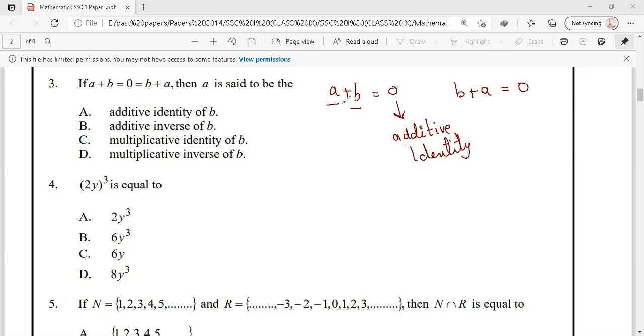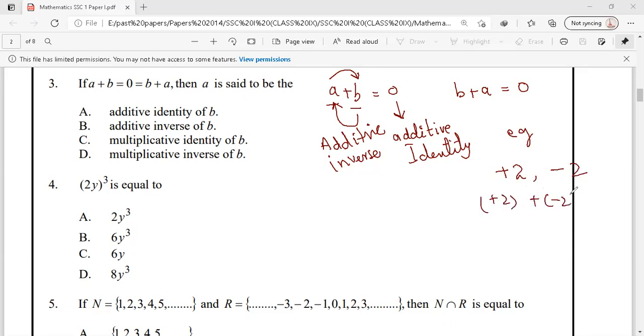And A and B are known as additive inverse of each other. Additive inverse. A और B एक दूसरे के additive inverse कहलाएंगे. For example, plus 2 and minus 2. If we add these two terms, plus 2 and minus 2, we will get 0. So this 2 and minus 2 are additive inverse of each other. So the correct answer is option B, additive inverse of B.